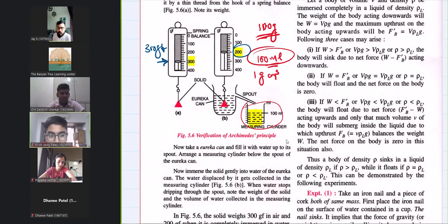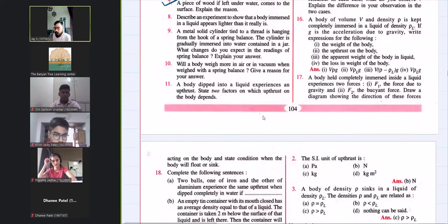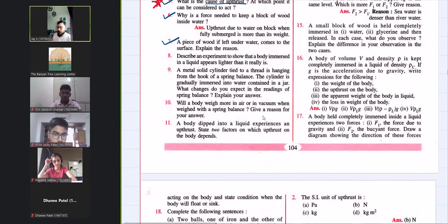200. Yeah, so this experiment shows that when a body is immersed in water, its weight decreases. इसका वेट डिक्रीज क्यों होता है? Because of upthrust, है ना? किसी भी बॉडी को फुल्ली सबमर्ज करोगे तो उस पर upthrust एक्ट करेगा and its weight will decrease. उससे ही आगे Archimedes' principle का प्रूफ दिया है. Describe an experiment, ये लिखने की जरूरत नहीं है.